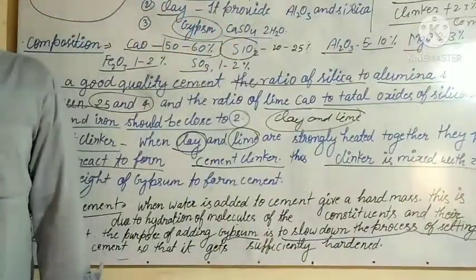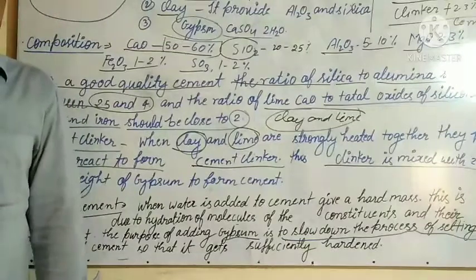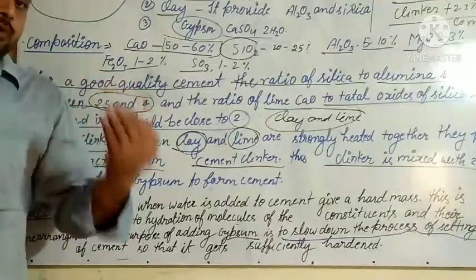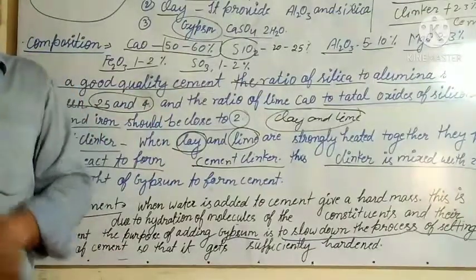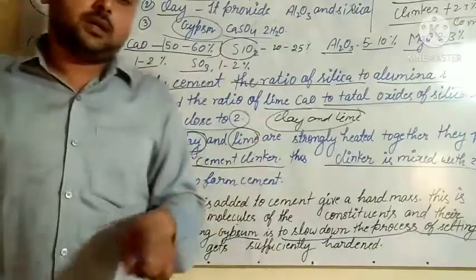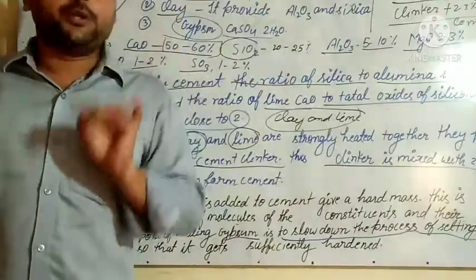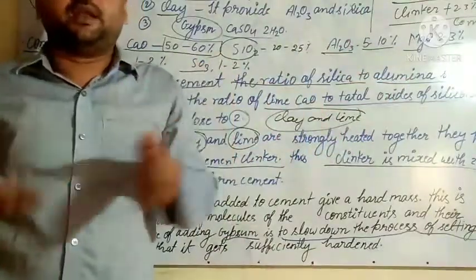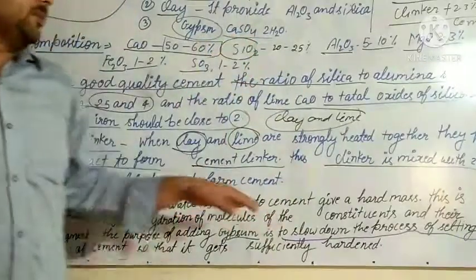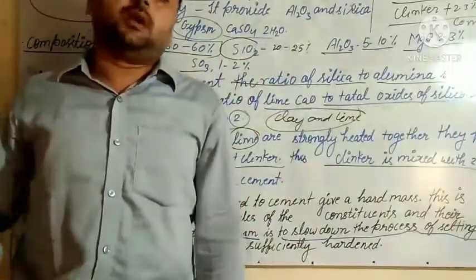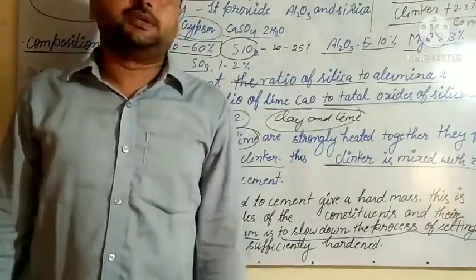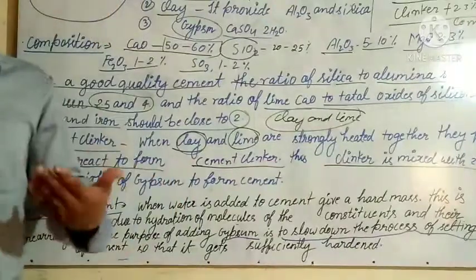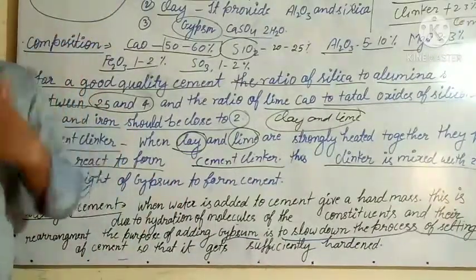Means if we are mixing gypsum in that, it slows down the process of setting, and if that slows down the process of setting, it makes hardened cement, it means that is more durable and stronger than other cement that sets very fast. So maybe some question, why is gypsum mixed in cement? What is the purpose of mixing gypsum in cement? So this is the answer. It slows down the process of setting, and that increases the strength, or we can say hardness, of cement.